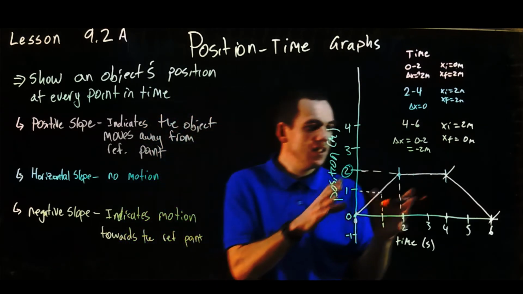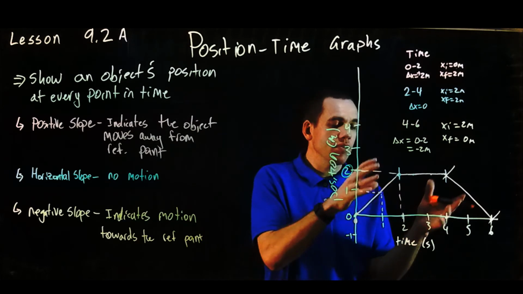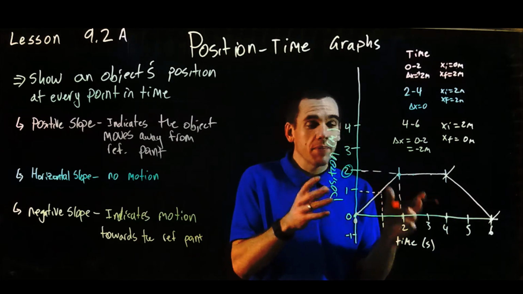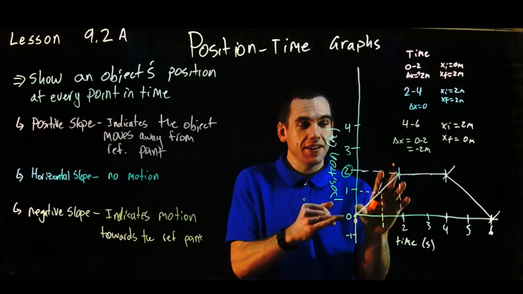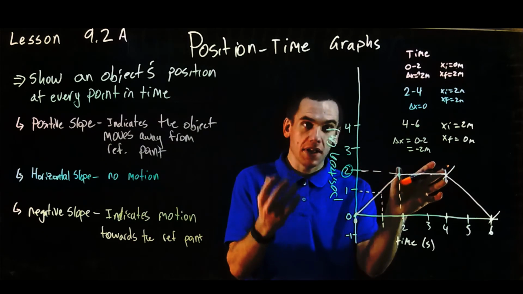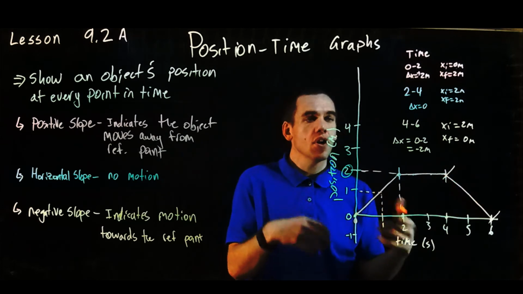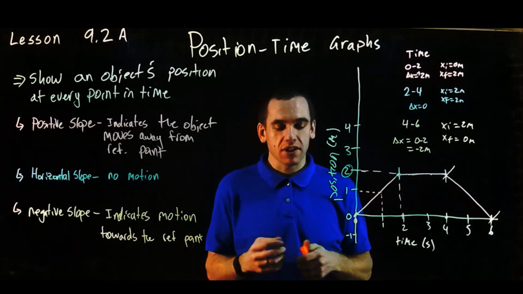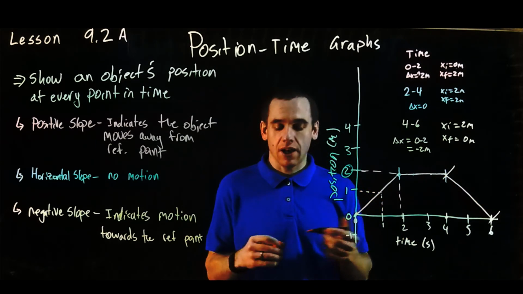Okay. So 3 sections of our graph, 3 different lines, 3 different slopes, and they all represent motion, and by analyzing the sign of the slope, positive slope moves away, 0 slope doesn't move, negative slope moves back towards, we can talk about the object's position, how it changes, and how the object is moving.